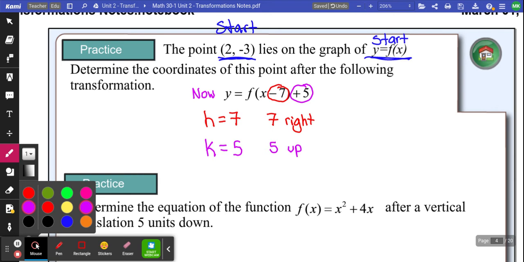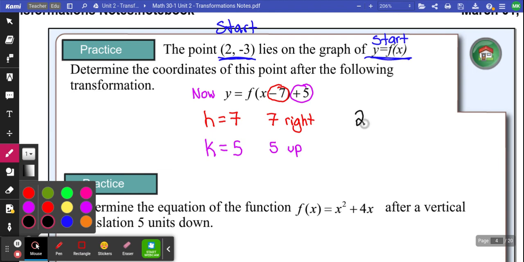Is everyone okay with the fact the original graph has moved right and then up? Perfect. I don't know what the original graph is. I don't know what the original function is. All I know is 1 point on that original graph. That point is 2 comma negative 3. I now need to know where that point went. That point went 7 to the right, 5 up.